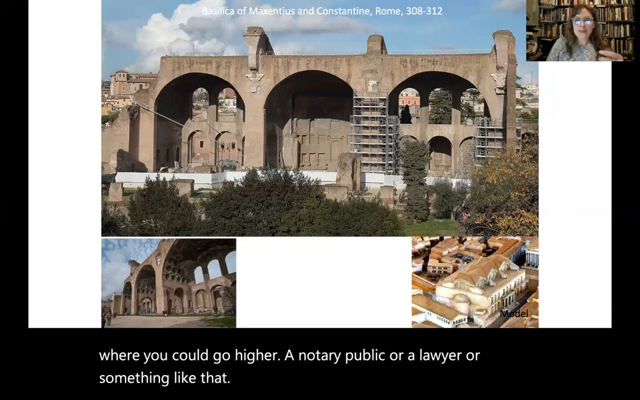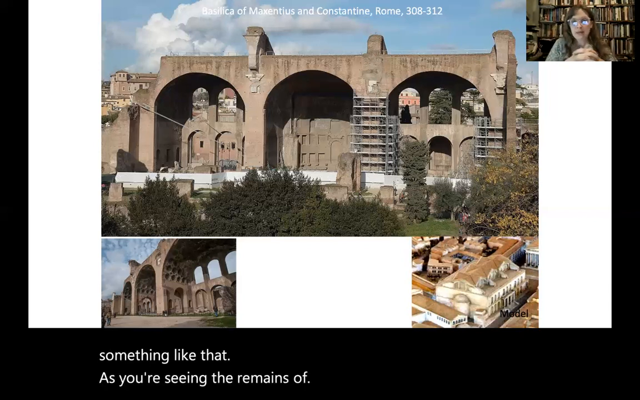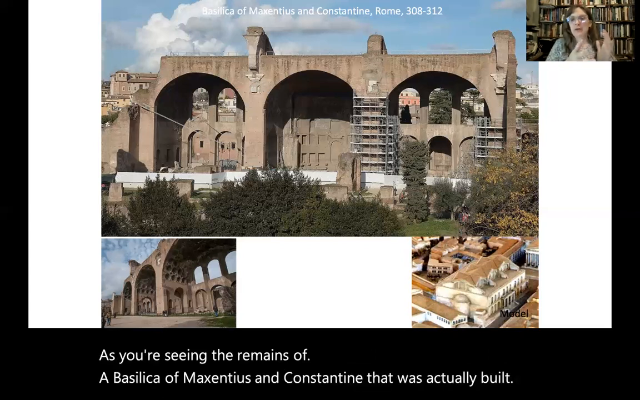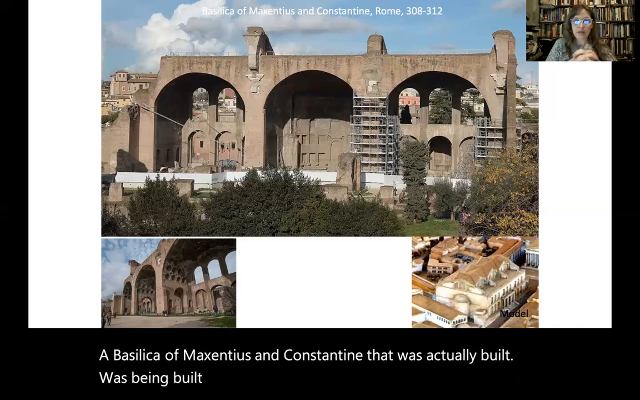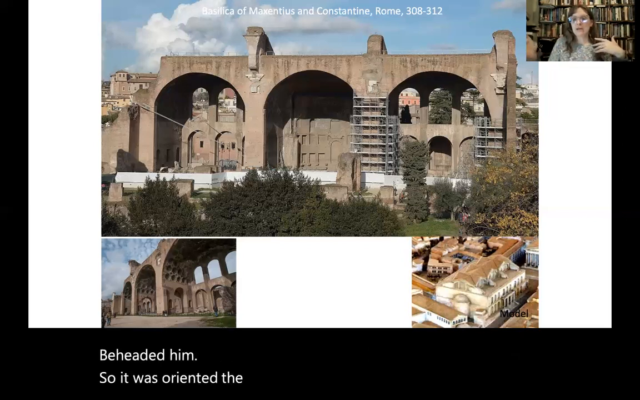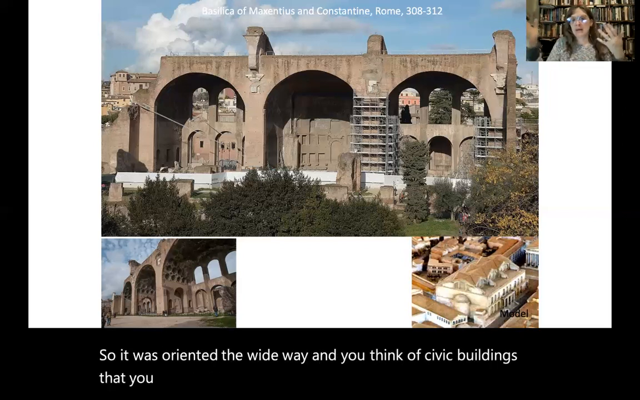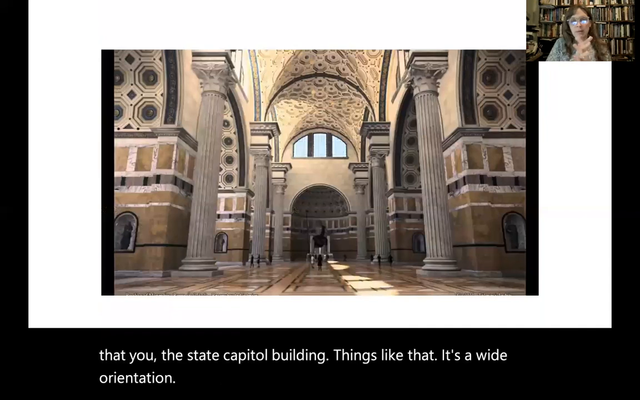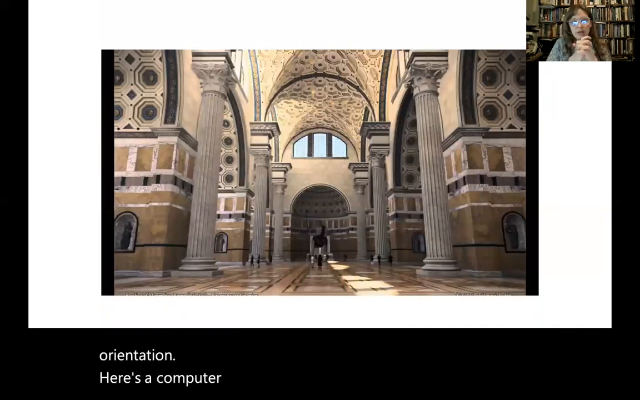So you're seeing the remains of a basilica of Maxentius and Constantine that was actually being built before Constantine defeated Maxentius and beheaded him. And so it was oriented the wide way. And you think of civic buildings, the state capitol building, things like that. It's a wide orientation. Here's a computer-generated kind of reconstruction.